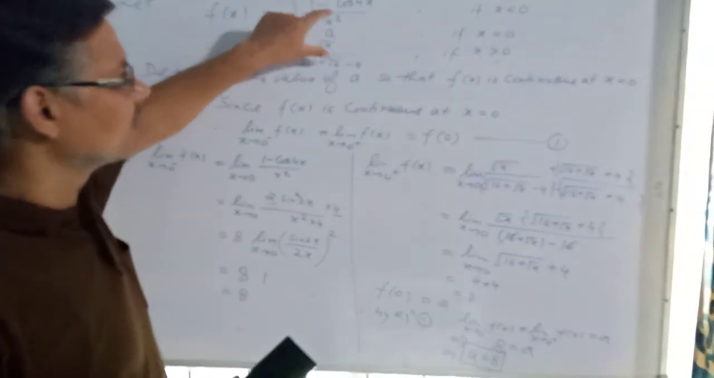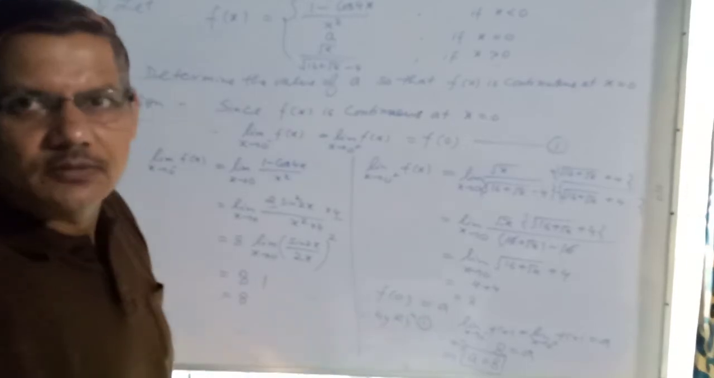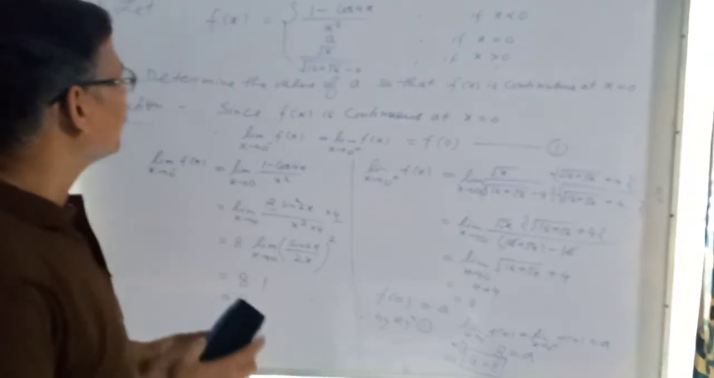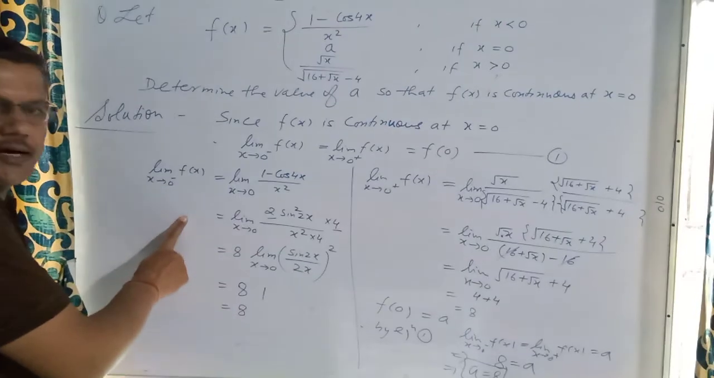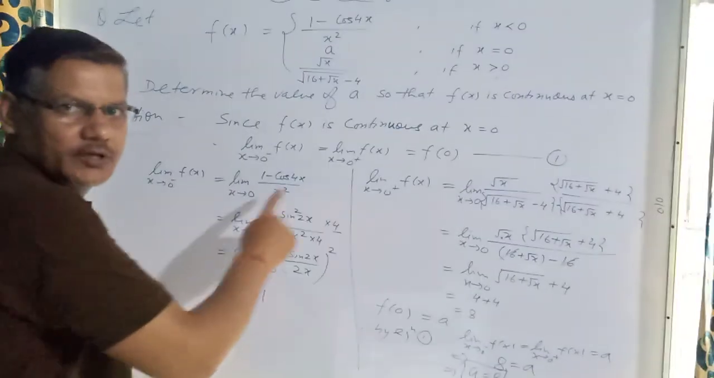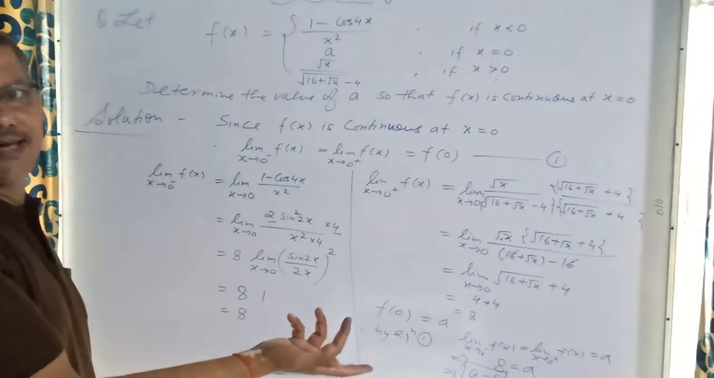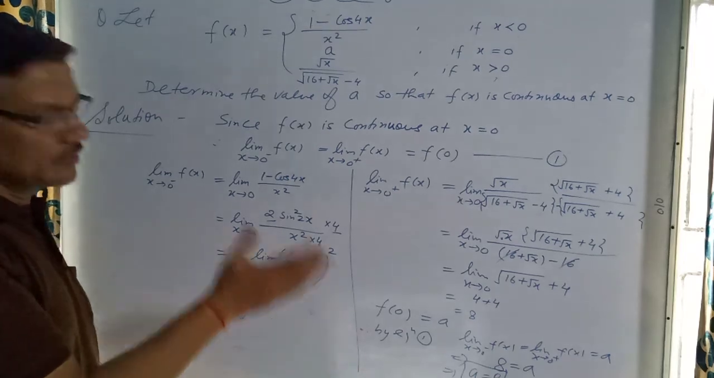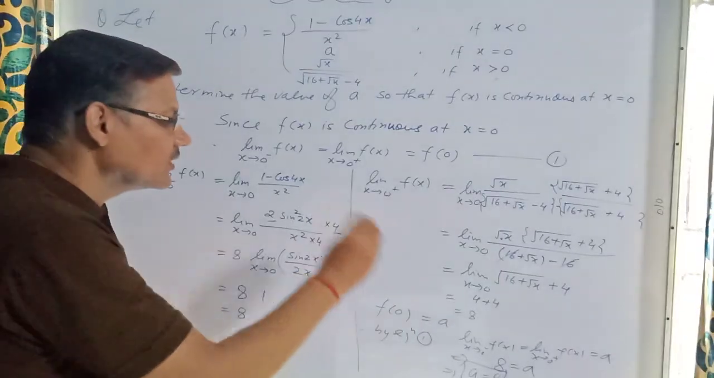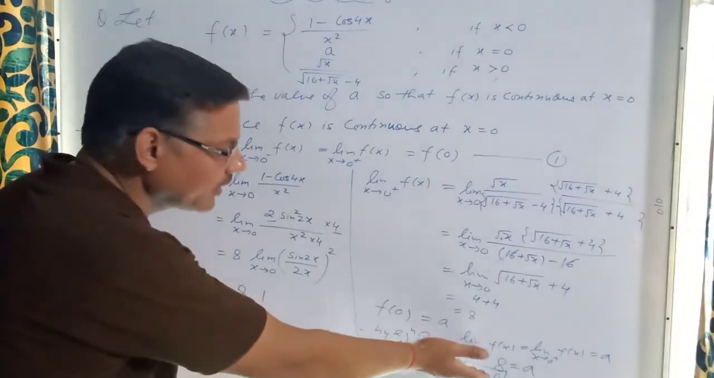In case when two variables are there, then we get a linear equation, but here you are required to find the left hand limit as well as the right hand limit, not only one, to get the value of a as 8. We solve both and get 8, then putting 8 we get a.